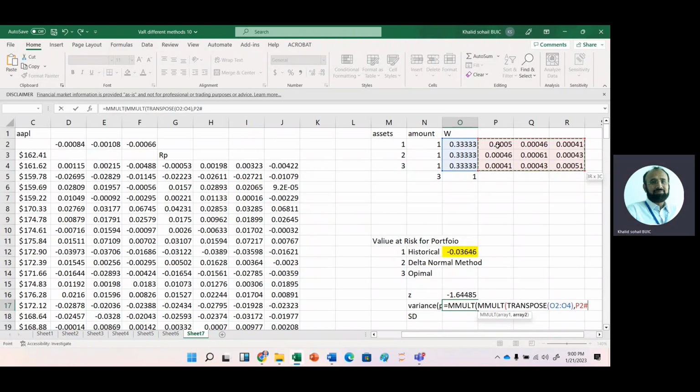Calculate value at risk by multiplying the z value by standard deviation of portfolio. And look at almost minus 0.364 value that is based on this historical value at risk for portfolio.